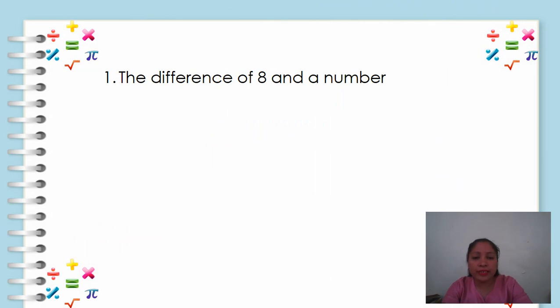So, to translate verbal phrase to mathematical phrase, titingnan natin dito yung mga keyword na ginamit. So, ang keyword na ginamit dito sa number 1 ay difference. So, yung diniscuss natin kanina, ang operational symbol dito na-involved dito is the minus sign. Okay? So, solution, let x be the number. So, we use x as a variable to represent the number.